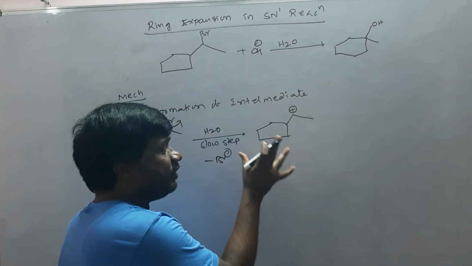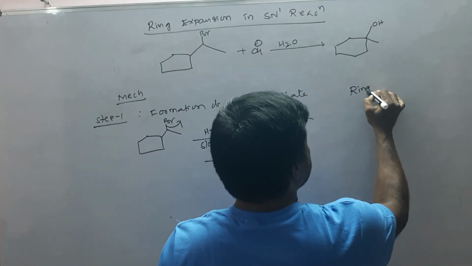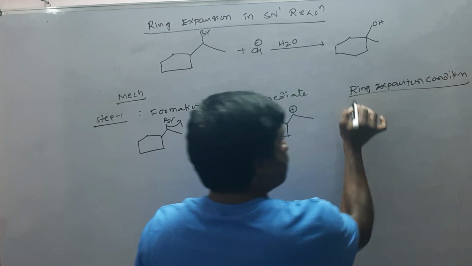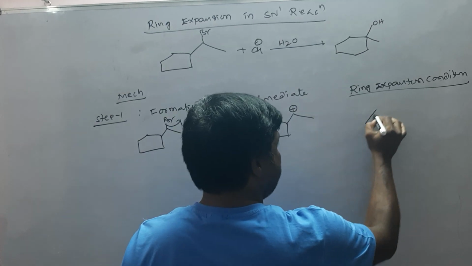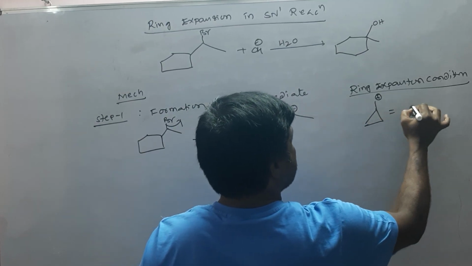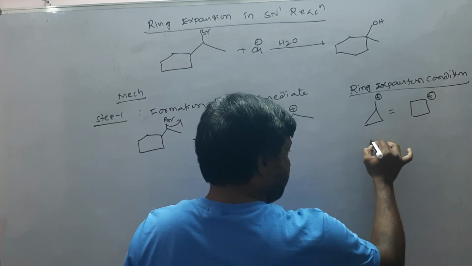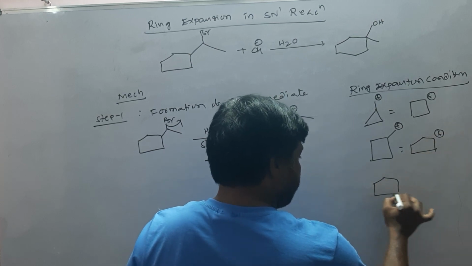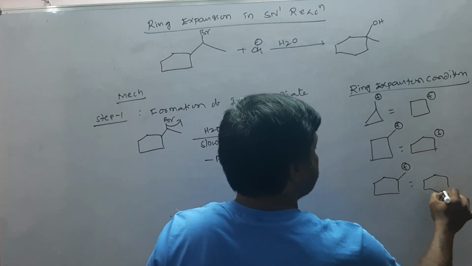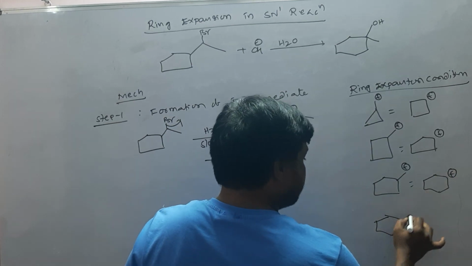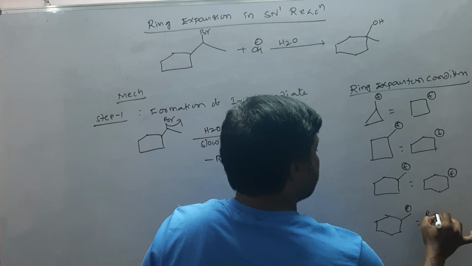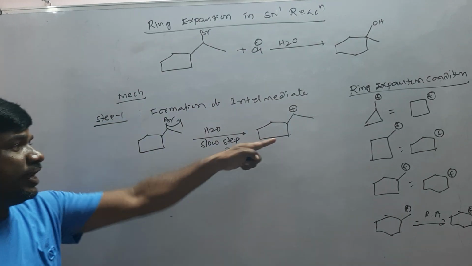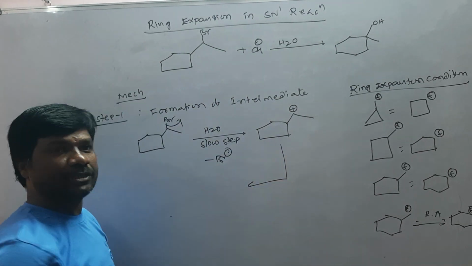So this is the ring expansion condition. Any three member ring with an adjacent carbocation is converted to a four member ring carbocation. If a four member ring has an adjacent carbocation, it is converted to a five member ring carbocation. If a five member ring has an adjacent carbocation, it is converted to a six member ring carbocation. If it is a six member ring, it does not convert, it involves rearrangement. So here this is a five member ring, so ring expansion takes place.